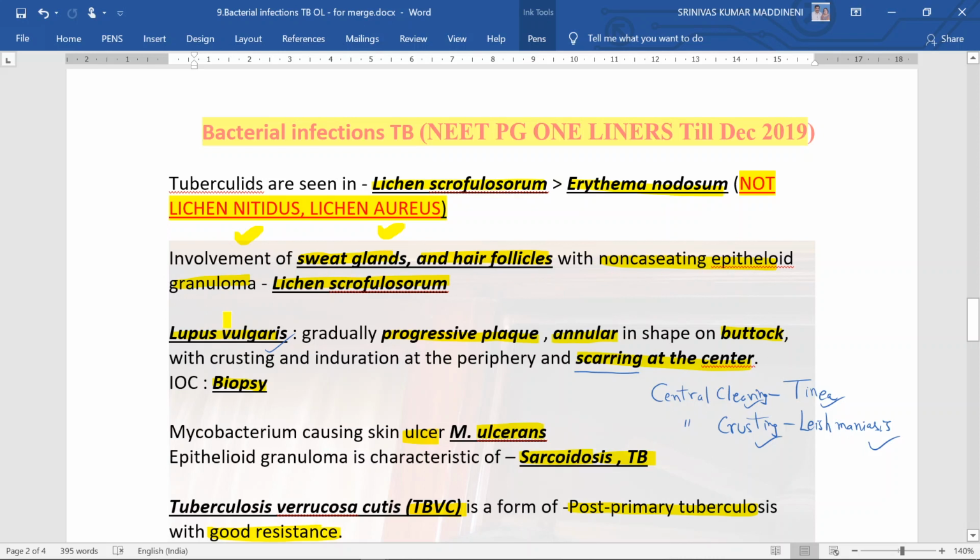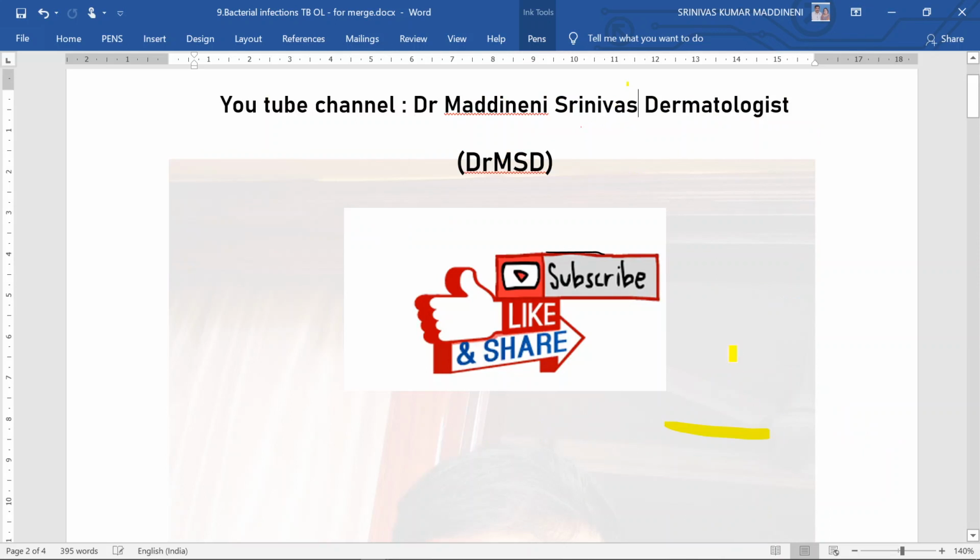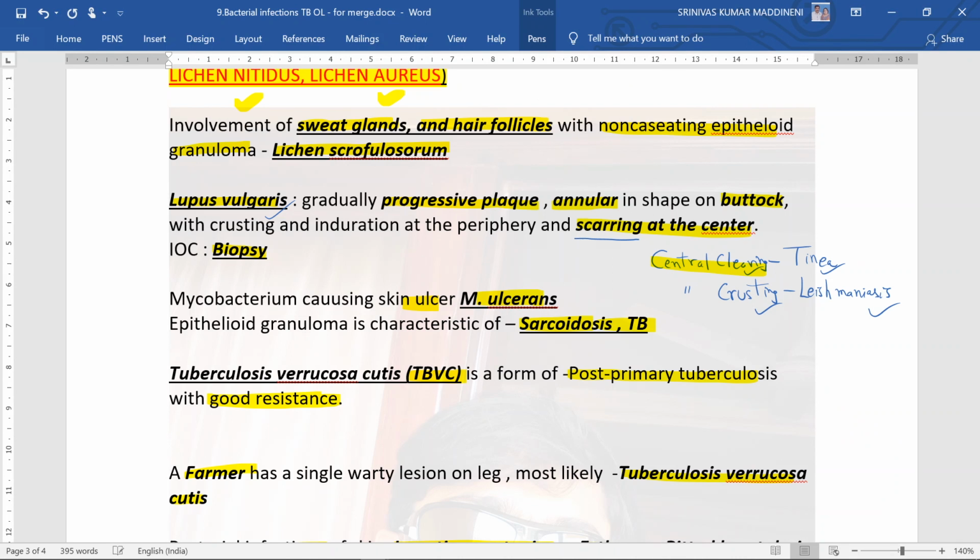granuloma seen on histopathology. For lupus vulgaris to become an answer, the question will have certain pointers like a progressive plaque, which is annular, present over the buttock, with center showing scarring. But remember, there are 3 possibilities: center showing scarring, center showing clearing, and center showing crusting. Center showing clearing is tinea, and if the center is showing crusting, then it is leishmaniasis.